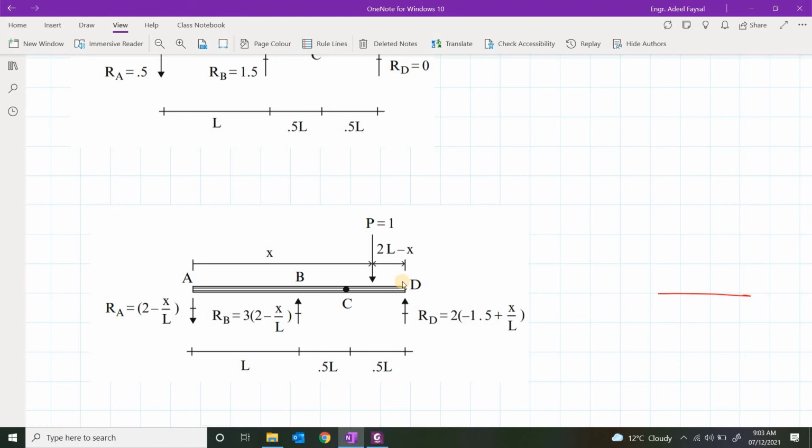Look at this. This is C and this is D. You have a reaction over here and an internal force over here. Agree? Now, this reaction happens to be 2 times minus 1.5 plus x over L. This is what the reaction is. So you will have a certain value for VC also over here. I'm not sure what the value would be, but you should have some value of VC.